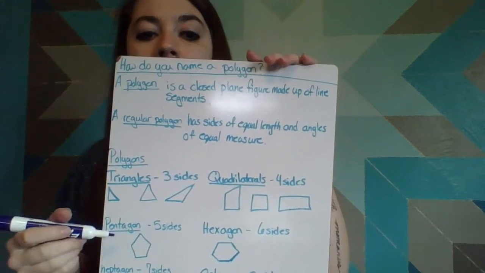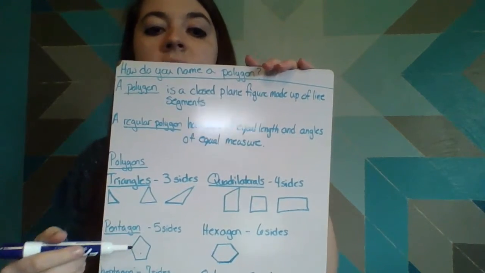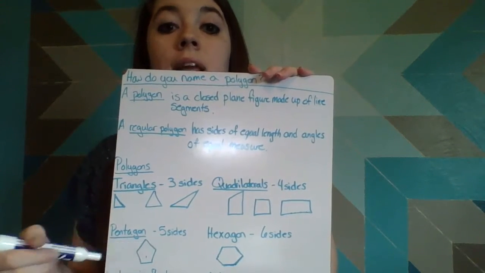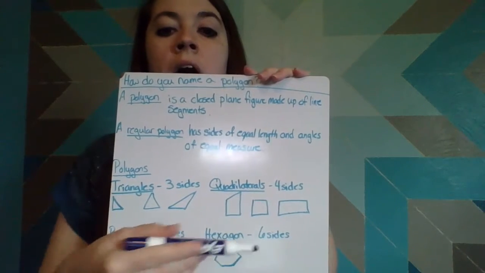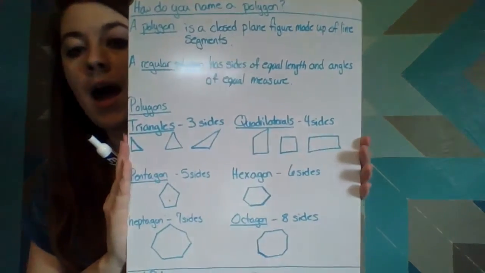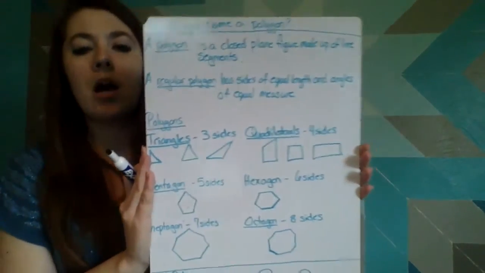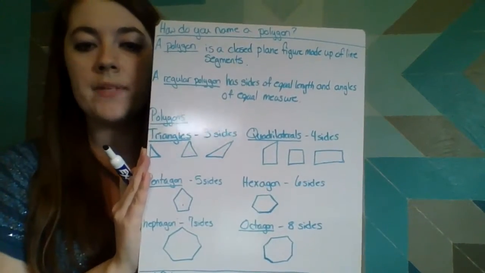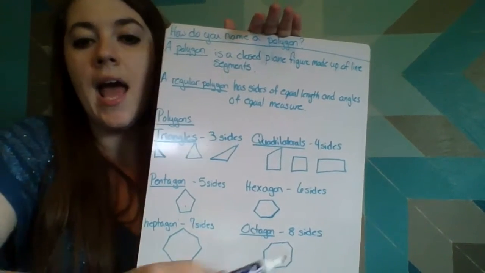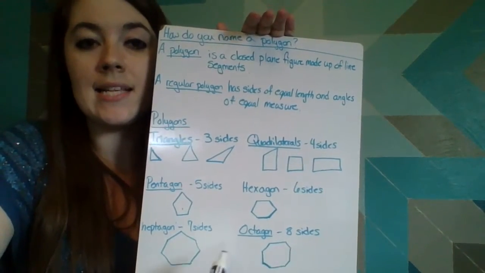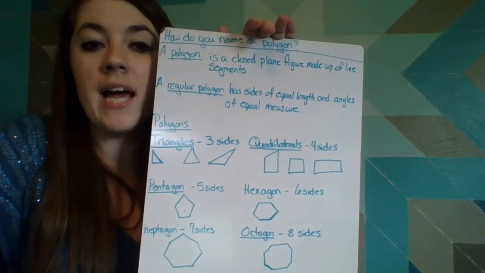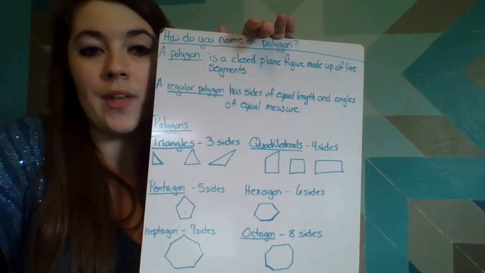The pentagon has 5 sides. This would be a regular pentagon, assuming that each of these sides is the same length, then the angle measures would be the same. A hexagon has 6 sides. A heptagon, so 7, is a little harder to remember, but it's a heptagon. It has 7 sides. This is an example of a heptagon. And then an octagon has 8 sides. So when you're out and about and you see a stop sign, that is an octagon. So keep that in mind.